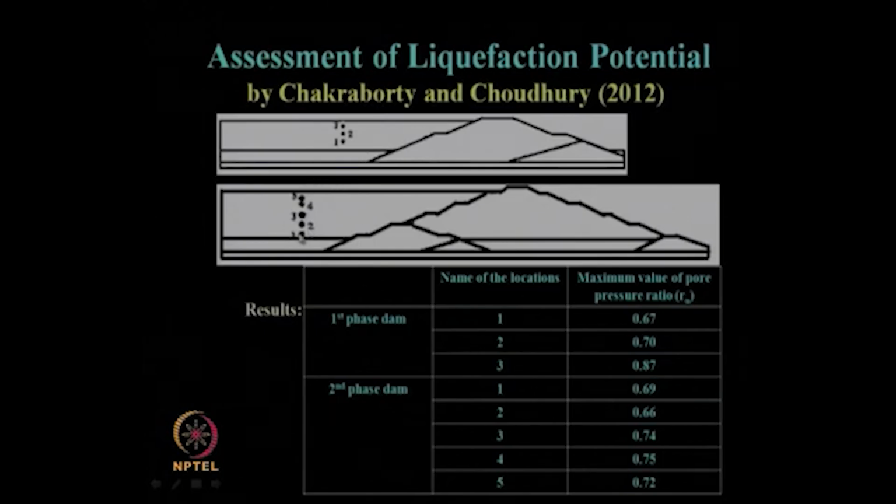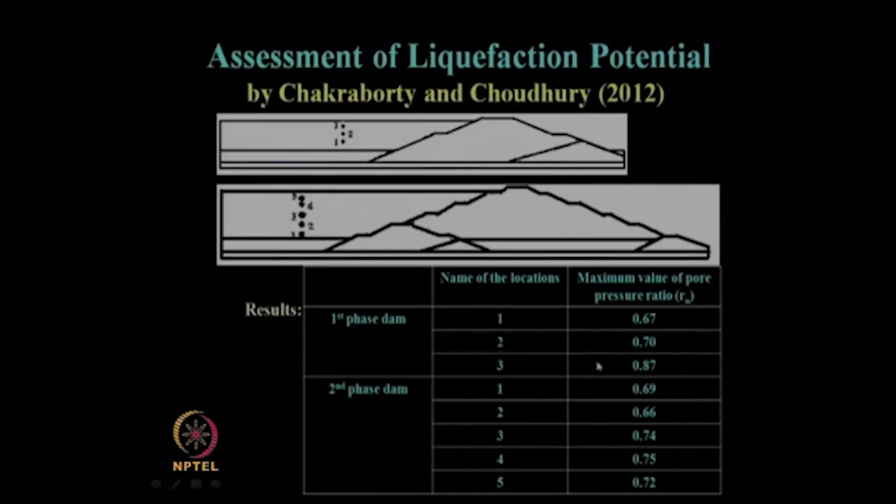How are we estimating it? In FLAC you will get the values in terms of the pore pressure ratio, RU. Now, when the RU value equals 1, it means it has been fully liquefied. If it is less than 1, then it is safe, but if it is close to 1, there are possible chances. So, like that we got from our analysis for the chosen value of seismic acceleration at that zone.